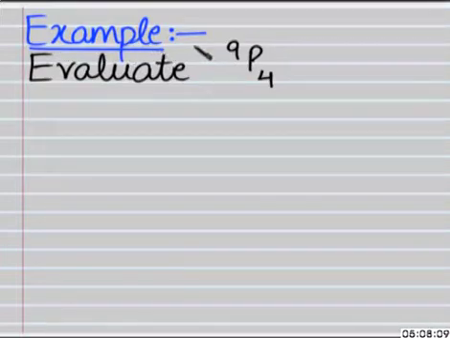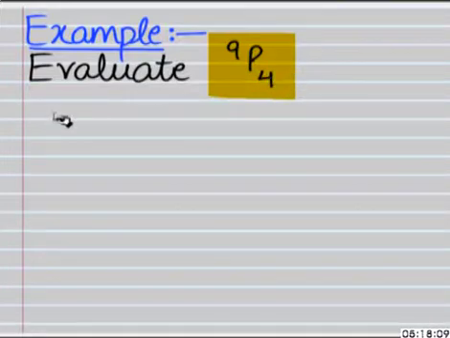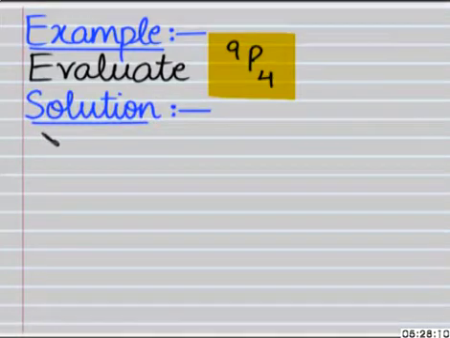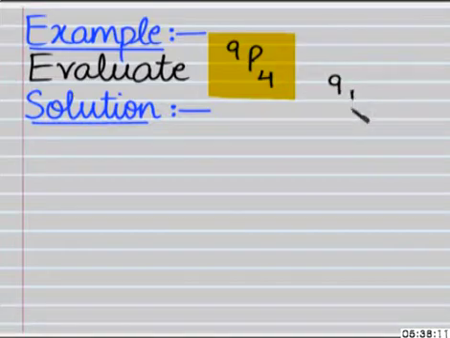Let us see an example. Evaluate 9P4. Now let us see its solution. Here we have 9P4. We have to find its value.